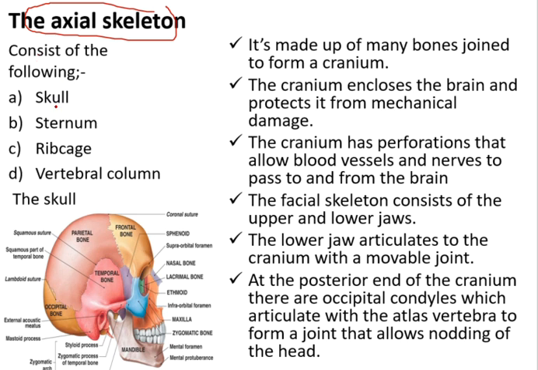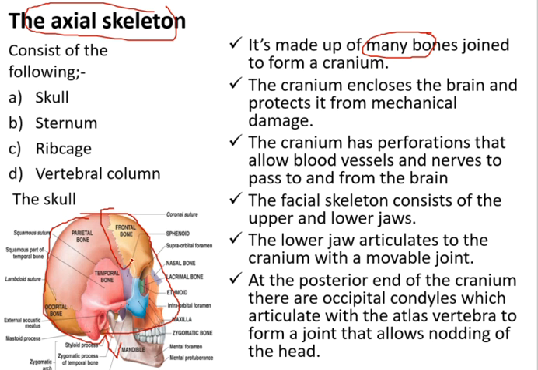The axial skeleton consists of the skull, as we talked about, the sternum, ribcage, and vertebral column. Let's look at the skull. The skull is made up of many bones joined together to form what we call a cranium. This is our cranium here. All of this is the cranium. We are saying it is made up of many bones joined together.